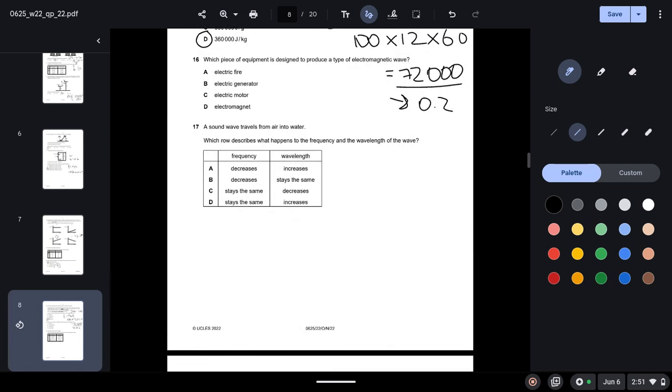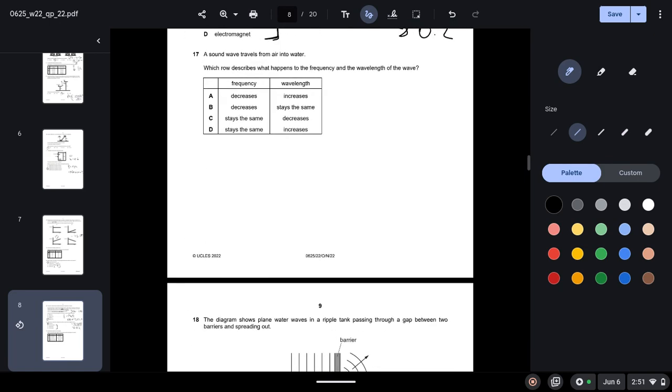16. Which piece of equipment is designed to produce a type of electromagnetic wave? Okay, electromagnetic wave, it means any wave that is in the electromagnetic spectrum, such as radio wave, infrared or visible light, or any kind of wave. So we know that electric fire can generate visible light as well as some sort of infrared radiation too. The rest of these options do not generate any of the electromagnetic spectrum waves.